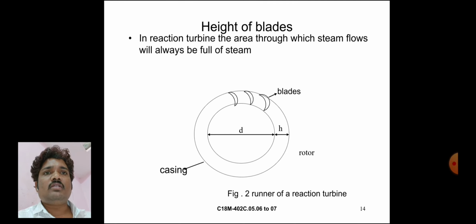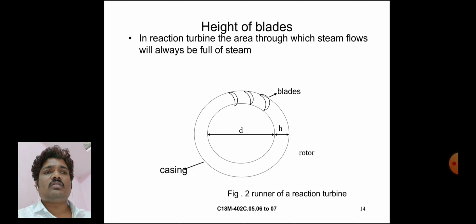Height of blades. In a reaction turbine, the area through which steam flows will always be full of steam. These are blades, diameter, enthalpy.